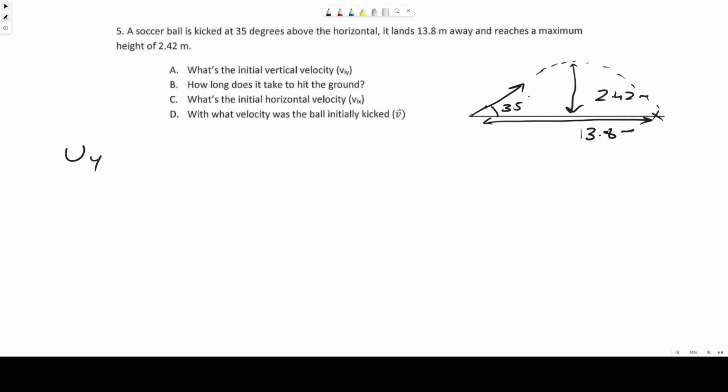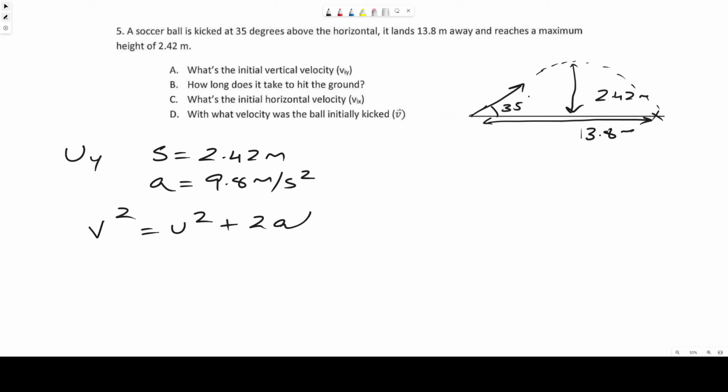Now what is another thing we know? We know that the max height, so the distance it traveled, was 2.42 meters. We know the acceleration of gravity is 9.8 meters per second squared. So here I can use a formula. Actually, I'm going to use v squared is equal to u squared plus 2as. These are the equations of motion which we have to know. We have to memorize them.